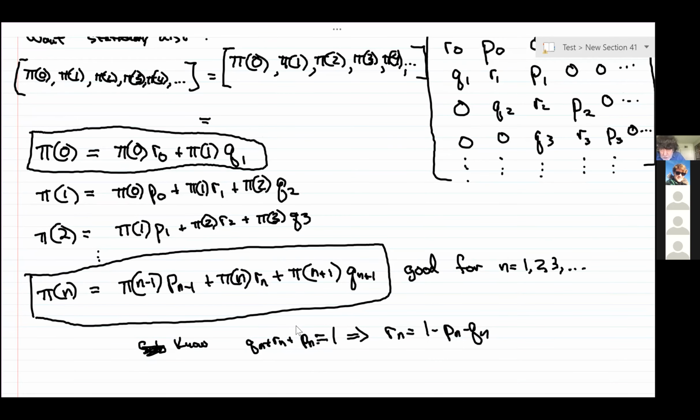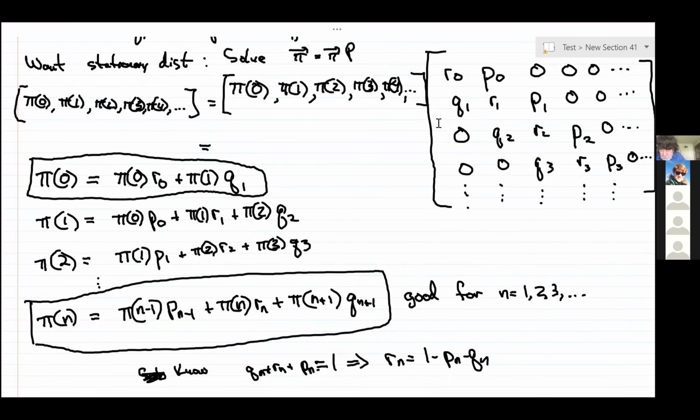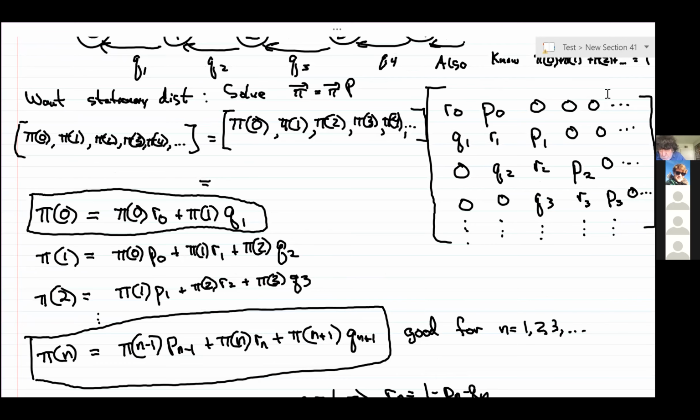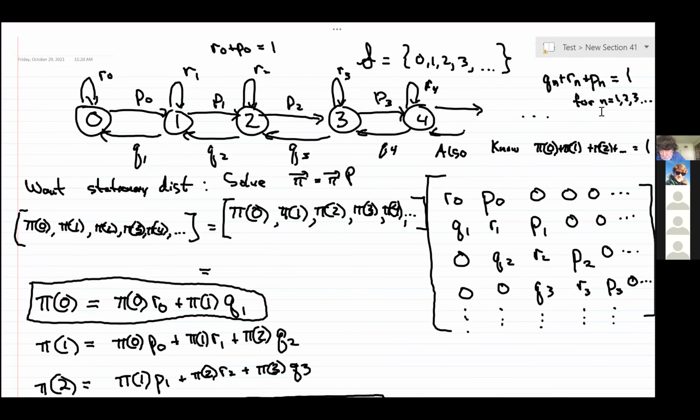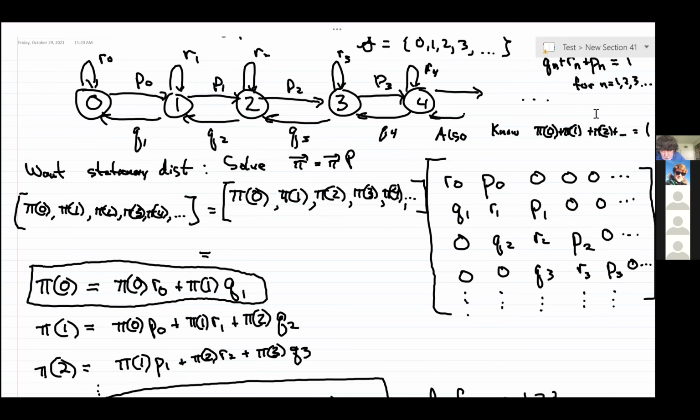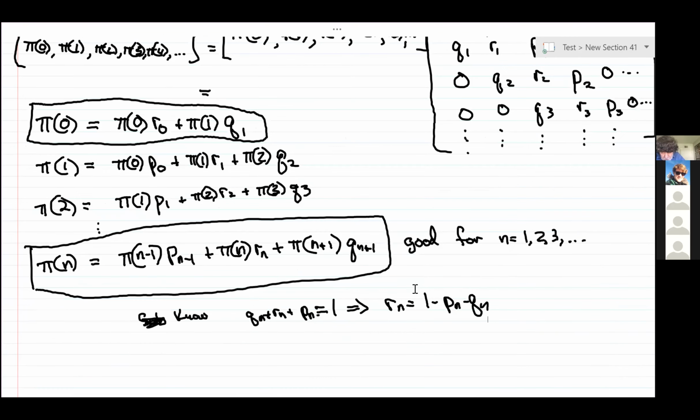And we've already said up here that that equation holds whenever n is 1, 2, 3, and so on. So we have that Rn is 1 minus this stuff. We could put that into here. Let's do that. So now we substitute this into this equation here. So what would that turn into?